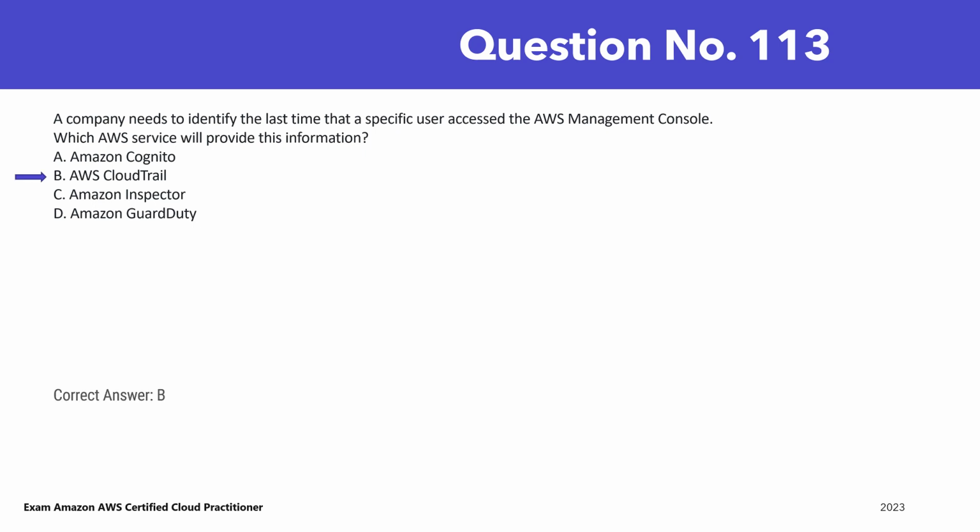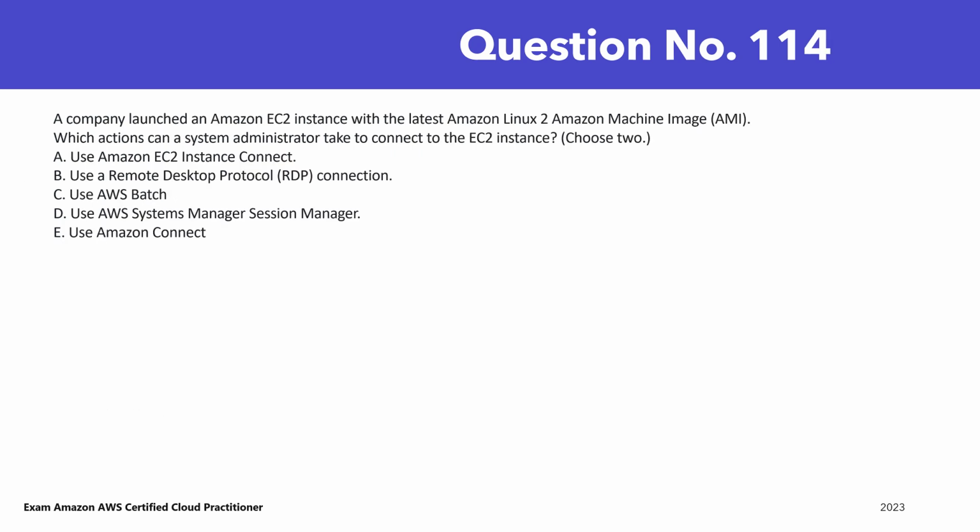Correct answer, B. A company launched an Amazon EC2 instance with the latest Amazon Linux 2 Amazon Machine Image, AMI. Which actions can a system administrator take to connect to the EC2 instance? Choose 2. A. Use Amazon EC2 Instance Connect. B. Use a Remote Desktop Protocol, RDP, connection. C. Use AWS Batch. D. Use AWS Systems Manager Session Manager. E. Use Amazon Connect. Correct answer, A, C.